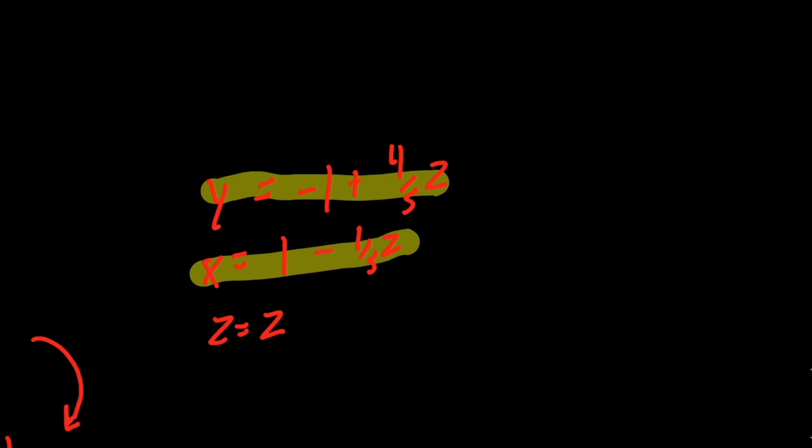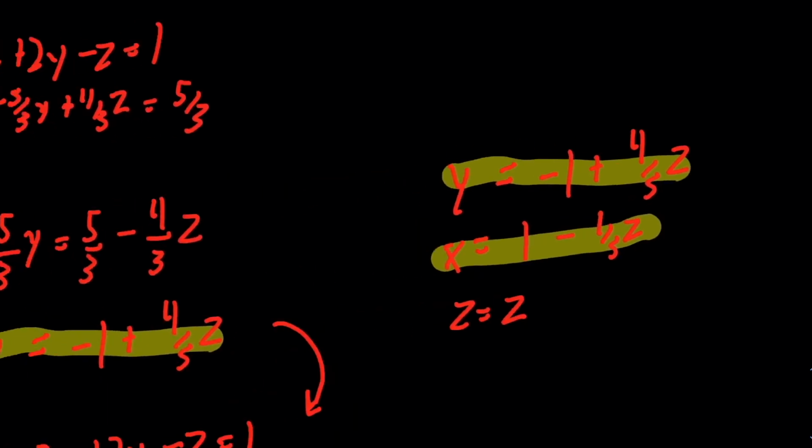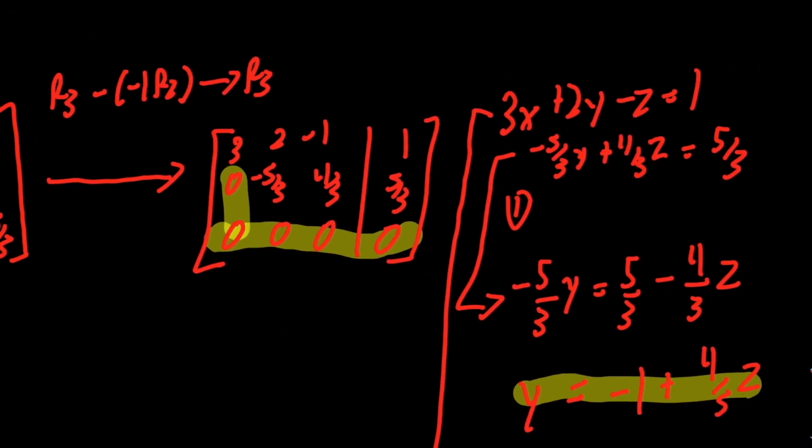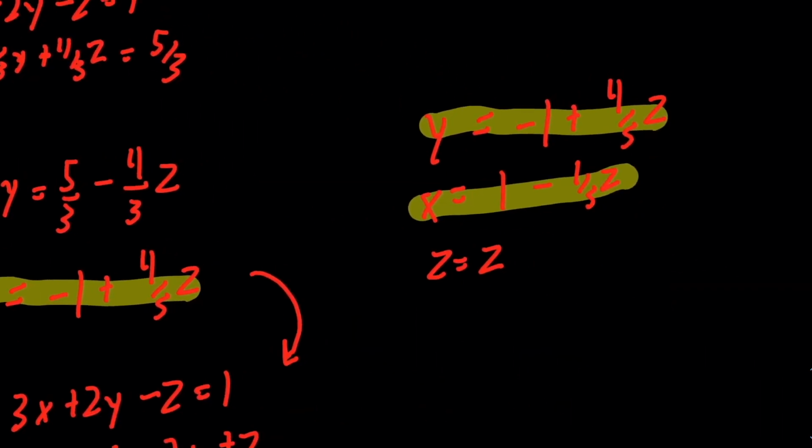Okay, so after implementing Gaussian elimination, we have our three solutions. y is equal to negative 1 plus 4/5 times z, x is equal to 1 minus 1/5 times z, and for our z variable, we have, well, just z, because in this process, there's already a row of zeros, and if we were to solve for z in this matrix, it'd just be z.